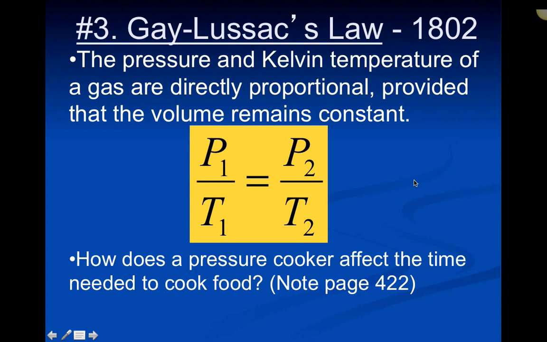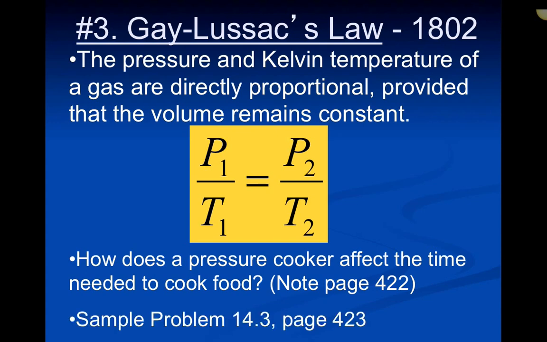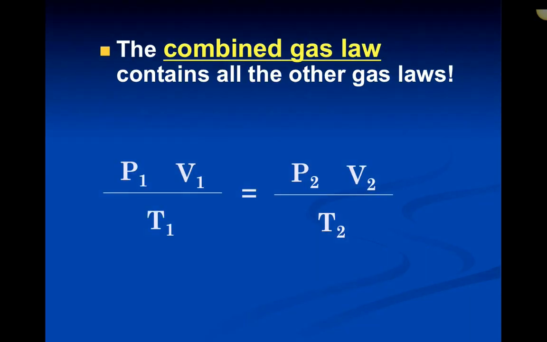Gay-Lussac allows us to talk about some real-world applications, which is a pressure cooker. A pressure cooker seals the food inside and increases the pressure. So in this case, we increase the pressure. What does it do to our temperature? It increases temperature, and our food can cook at a faster time because it's cooking at a higher temperature.